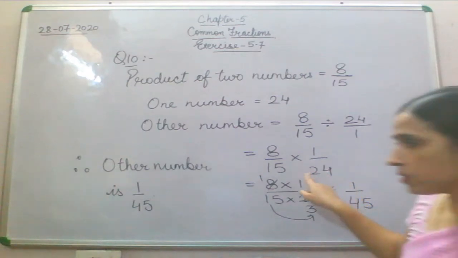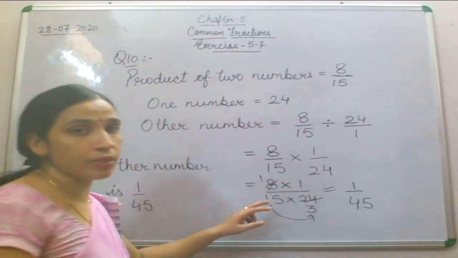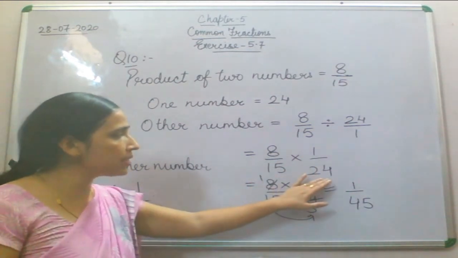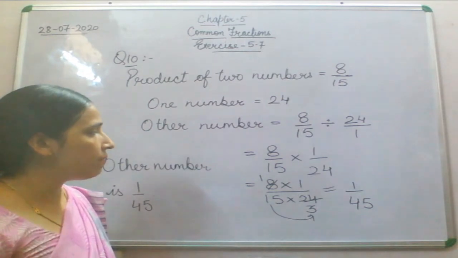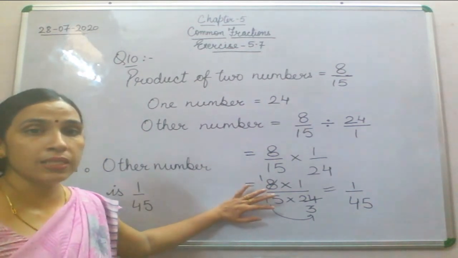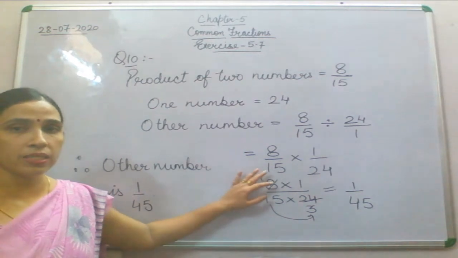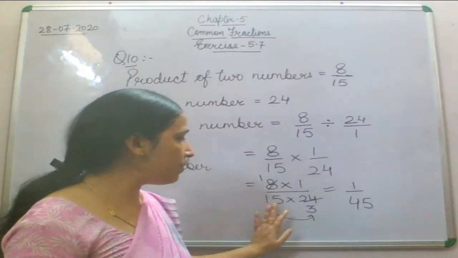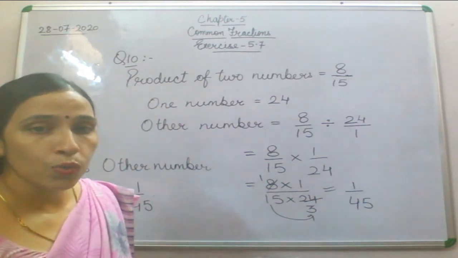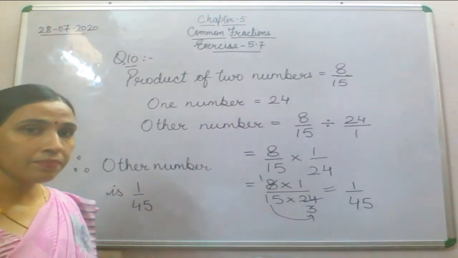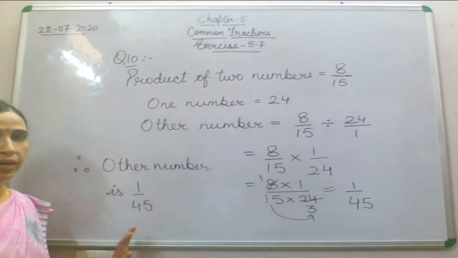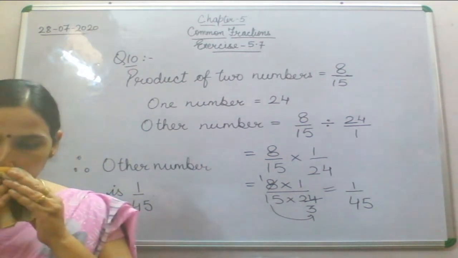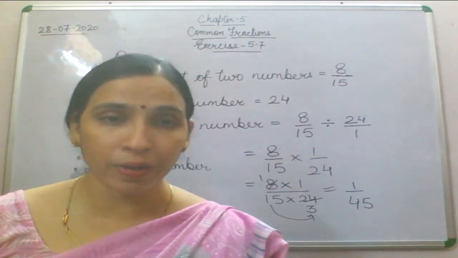Now the next step is the numerator will be multiplied by the numerator and the denominator will be multiplied by the denominator. So now 8 and 24 come in a common table of 8, so we cancel it. 8 ones are 8 and 8 threes are 24. Then we will multiply. 1 ones are 1 and 15 threes are 45. So what answer will we get here? Therefore the other number is 1 by 45. So with this we have completed our question number 10. I hope that is understood by you all.